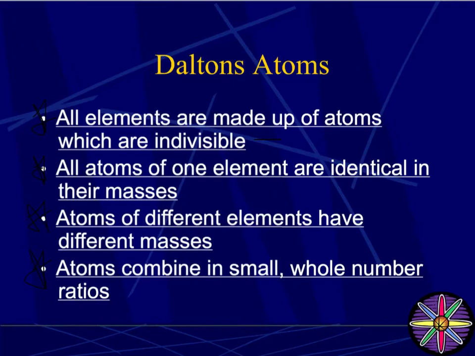Where it says all elements are made up of atoms which are indivisible, at the time you could not divide an atom. But as of World War II, we could split an atom. And so that one became to the point where it's not true.